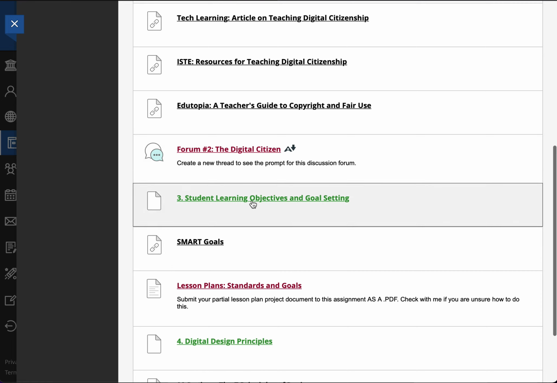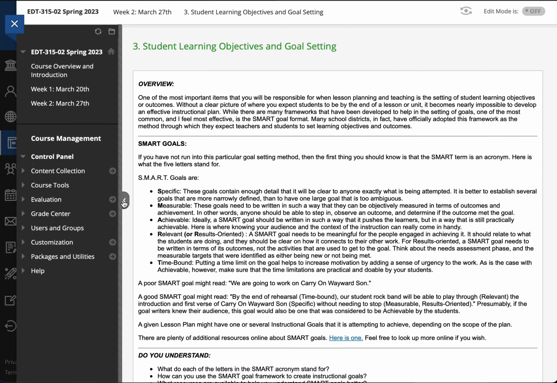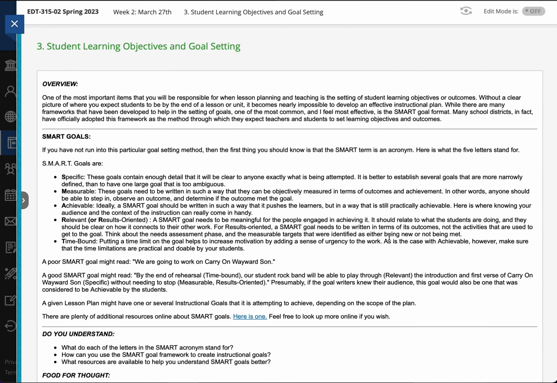All right, third topic for the week, and this gets into your lesson plan projects, has to do with student learning objectives and goal setting. So the first three areas of your lesson plans that you're going to be filling out are going to be the topic of your lesson, and the standards that you are going to be including in your lesson, and that should include at least one ISTE standard. The rest of the standards should be drawn from whatever your subject area is.